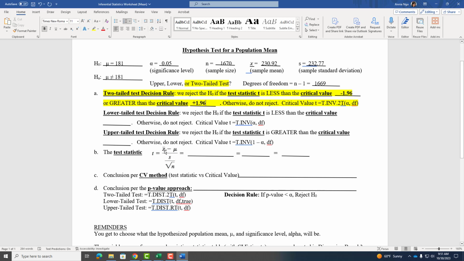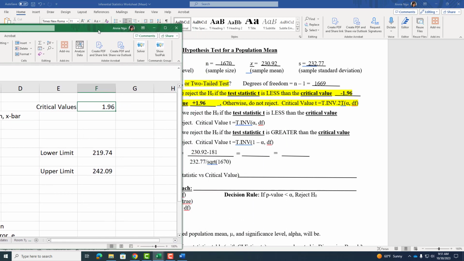So here I need to take my sample mean minus my population mean on top. So my sample mean is the 230.92, minus the population mean, which I hypothesized from the internet website as 181. And then in the denominator, I'm going to take my sample standard deviation and divide that by the square root of n. So my 1670. Let me just move this over a little bit. So now you can see I just put in all my variables where they belong. And then I'm going to solve the top and the bottom carefully. And I'll show you how to do this in Excel.